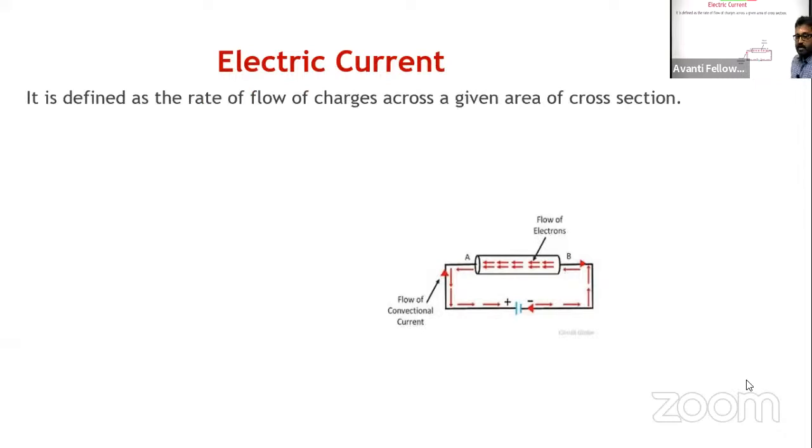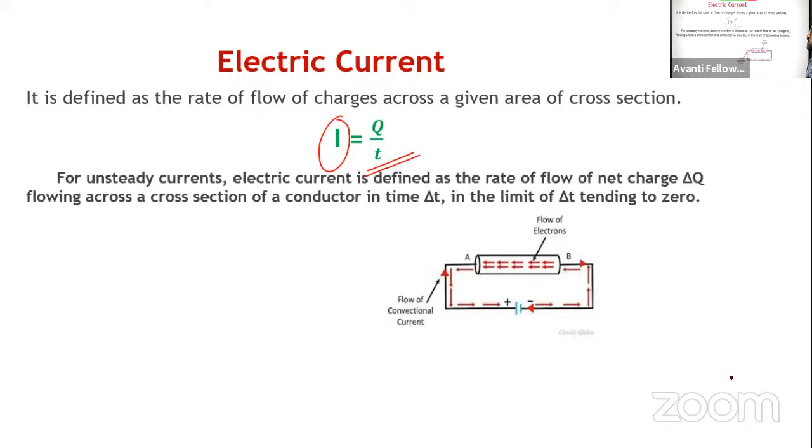So electric current is defined as the rate of flow of charges across a given area of cross section. See this one, I is the electric current. It is defined as Q divided by T. Q is the charge and T is the time. Q upon T. The charge flowing per second is called electric current. Rate of flow of net charge. Electric current is defined as the rate of flow of net charge flowing across a cross section in a time interval of delta t. That is the definition of current.